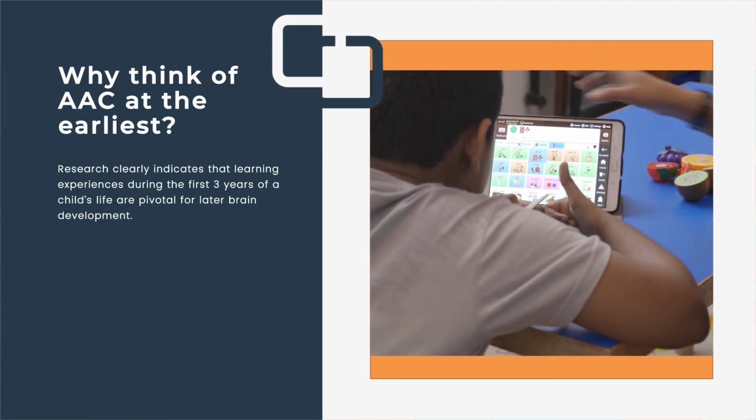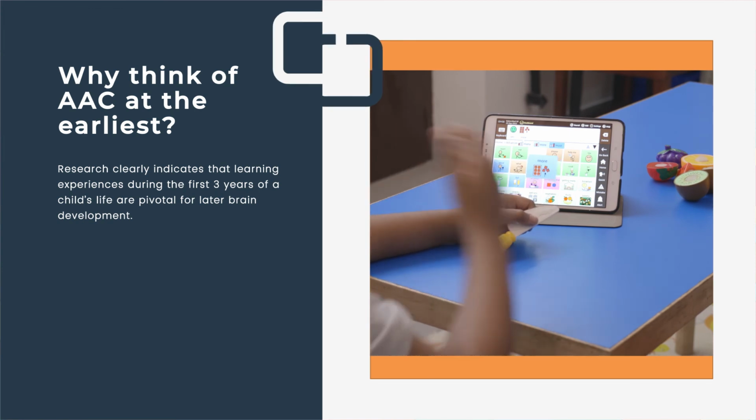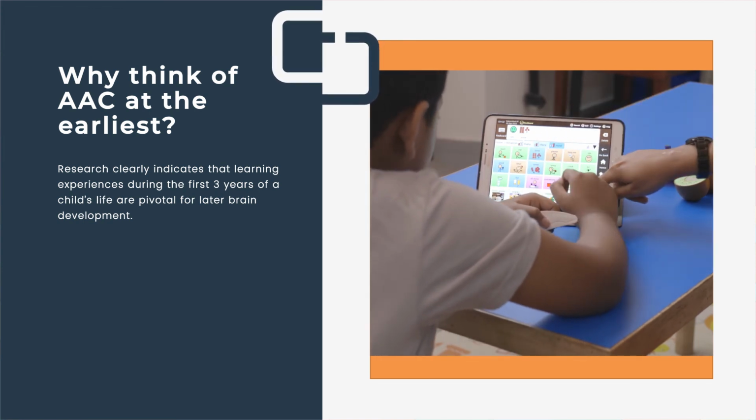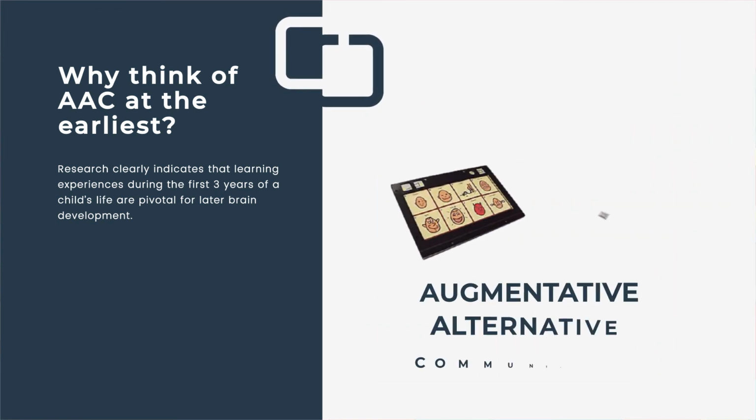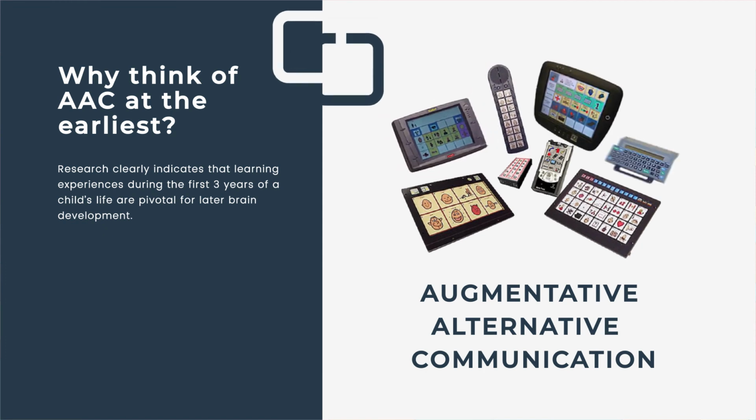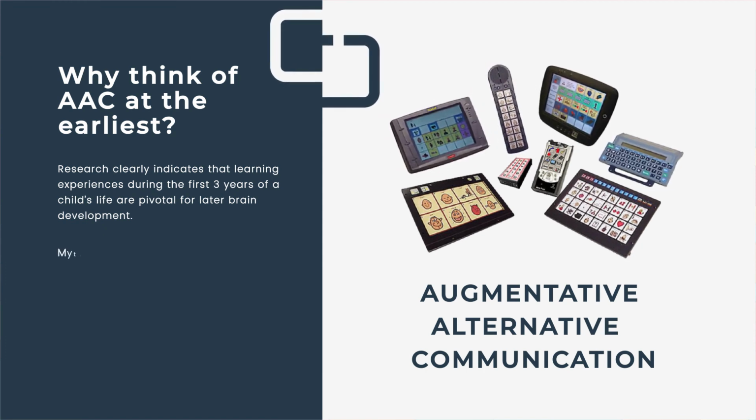According to research, access to augmentative alternative communication beginning at 16 months of age has been found to benefit children with disabilities such as autism. There are certain myths that people believe that keep them from using alternative augmentative communication. So we can have a look at a few of them.